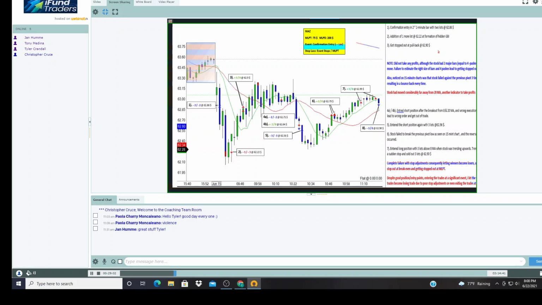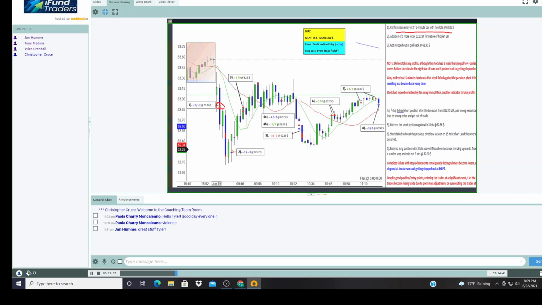So I'm gonna start off here. We got another 30 minutes before I'm gonna flip it over to Jan. So I'm gonna start with some of the journals from last week. And here we have Niaz. And let's see, confirmation entry. Second 2-minute bar with 2 lots right here. Addition of one more lot at the formation of the hidden green bar ignored.